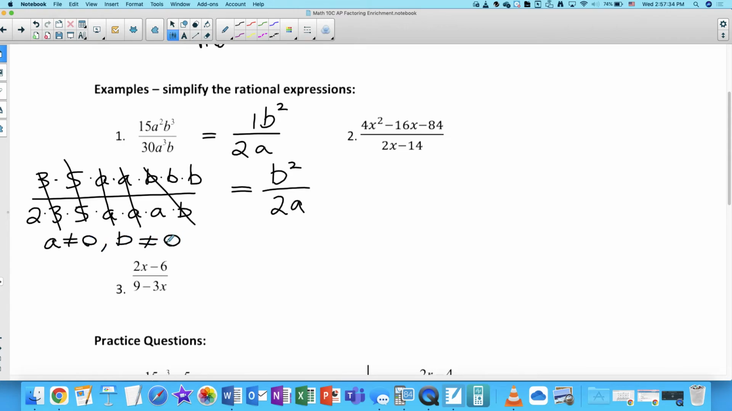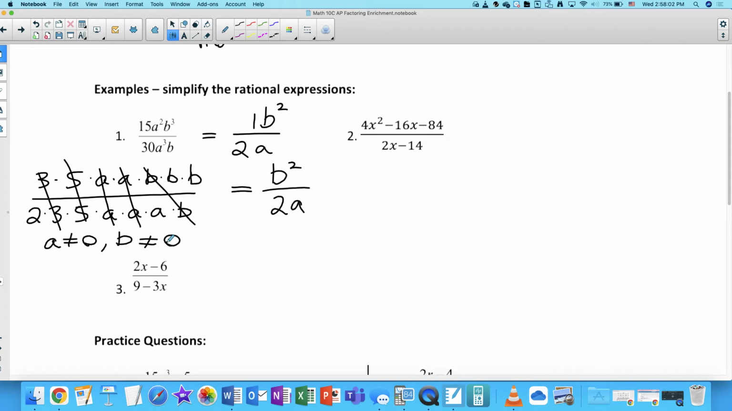Okay, so those are my non-permissible values, but this is my simplified expression. And if you take this simplified expression along with these non-permissible values, it is equivalent to the original. Okay, we've already seen the difference between x and x squared over x. There's one tiny difference, and that is that x squared over x has a non-permissible value. So you do have to state that before you simplify. Okay, let's try this guy.